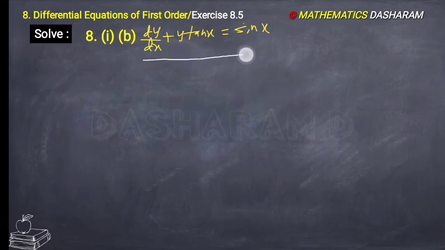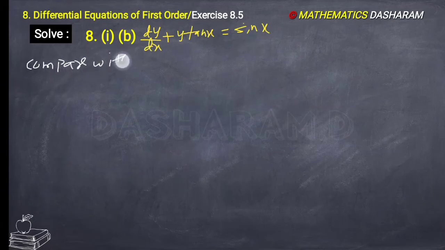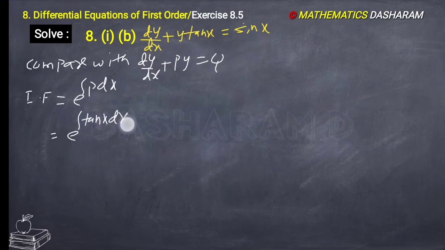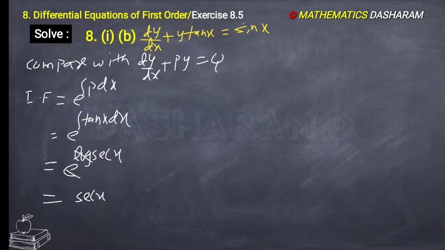B question, dy by dx plus y into tan x equals to sin x. So compare with the standard form, dy by dx plus p into y equals to q. So integrating factor is e to the power of integration p dx. E to the power of integration, here p value is tan x, dx, so it is equals to e to the power of log sec x. So e and log cancel, so sec x is the integrating factor.